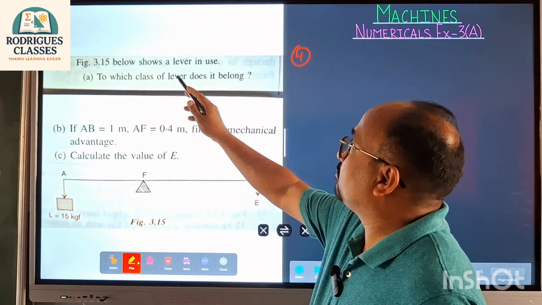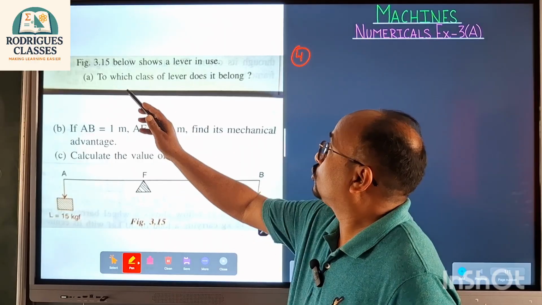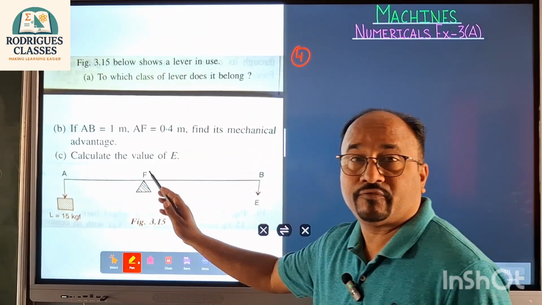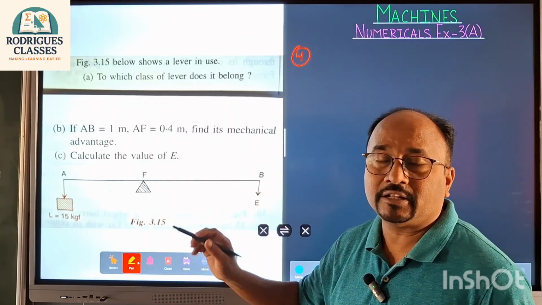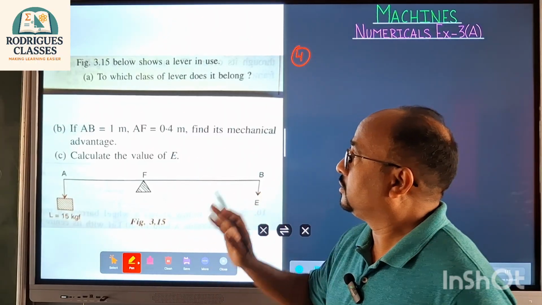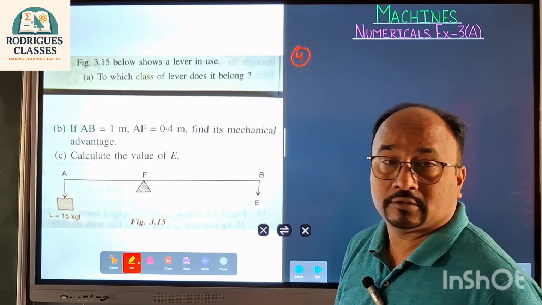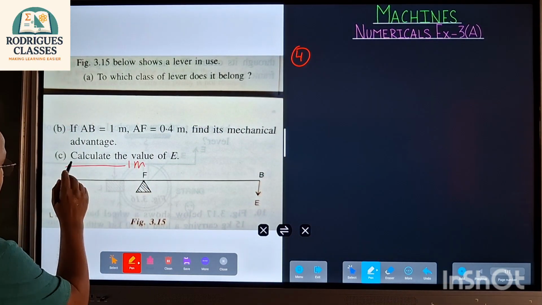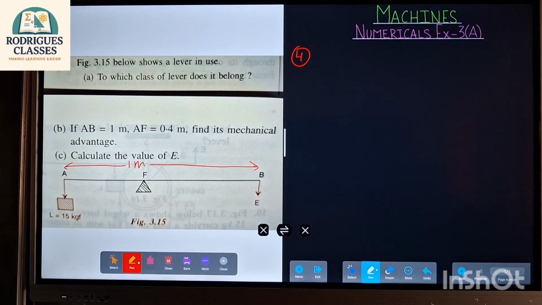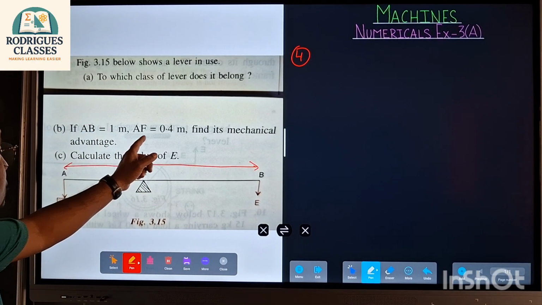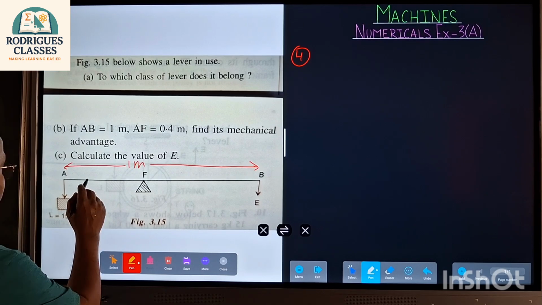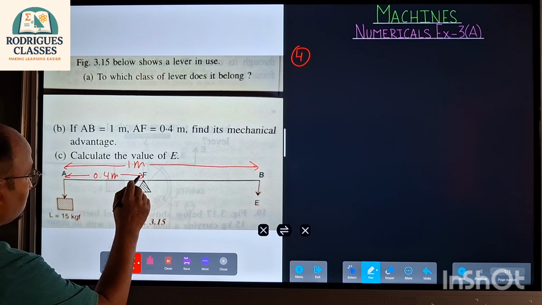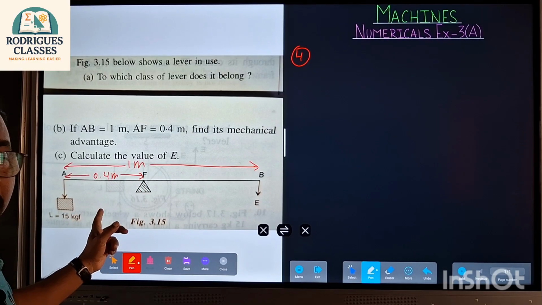Figure 3.15 below shows a lever in use. To which class of lever does it belong? So this is the lever given. Load here, effort here, fulcrum in the middle. So it becomes the first class lever. Then AB is 1 meter. So if AB is 1 meter, this is 1 meter. Okay. Then it is told AF is equal to 0.4. So this is 0.4.